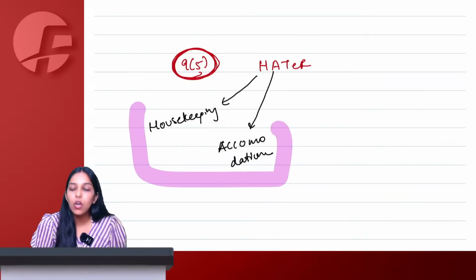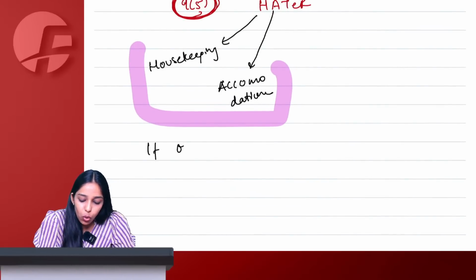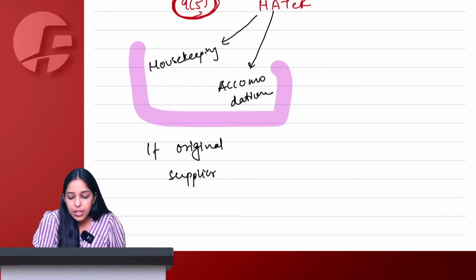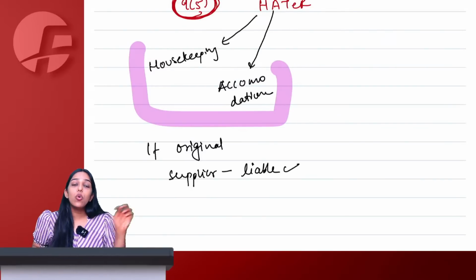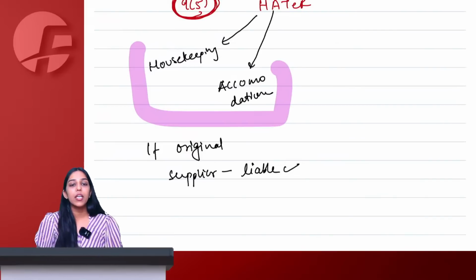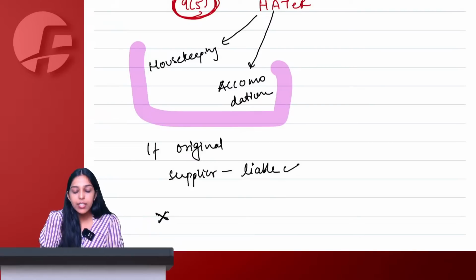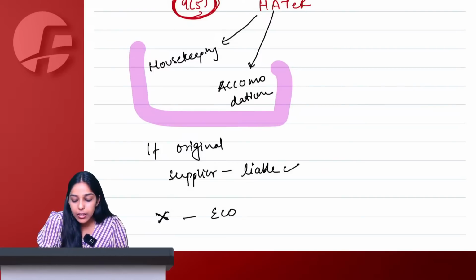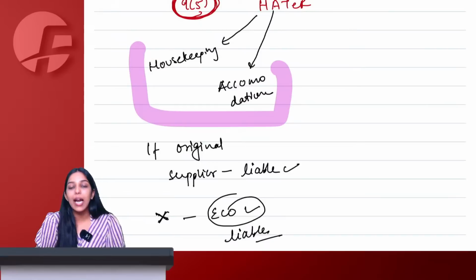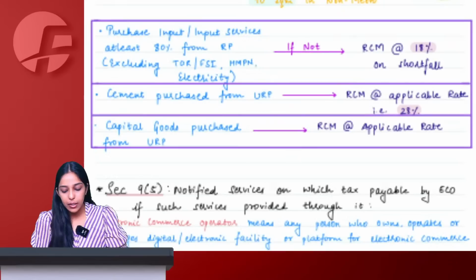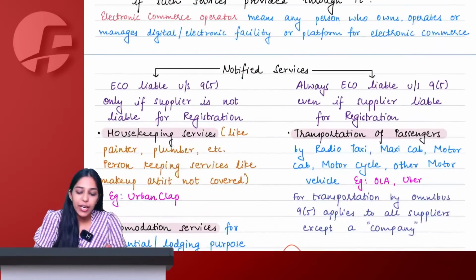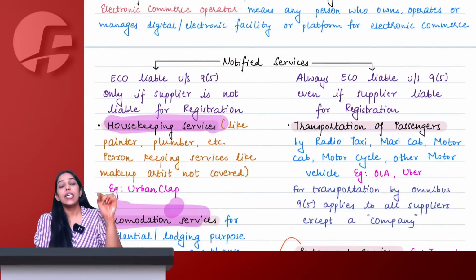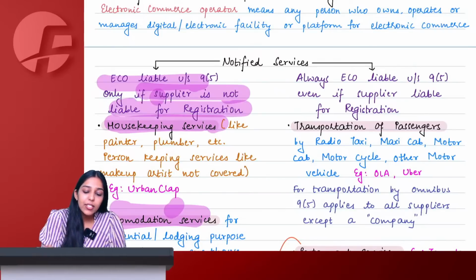So for housekeeping and accommodation, we say, if the original supplier, the original hotel or the original plumber or carpenter, is liable for registration, then that original supplier will only collect and pay GST to the government, not the e-commerce operator. But if the original supplier is not liable under GST, then in that case we are not going to leave the tax, and we will say that the e-commerce operator becomes liable to collect and pay GST to the government. What we are saying is, for section 9(5) notified services, 2 things which are housekeeping and accommodation, the e-commerce operator will be liable only and only if the supplier is not liable.